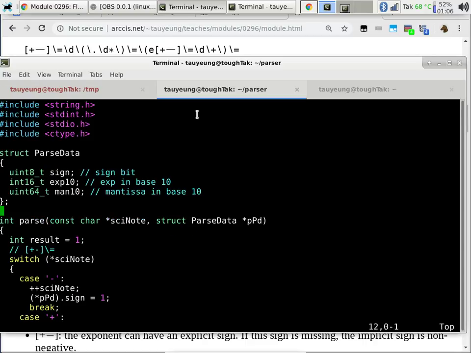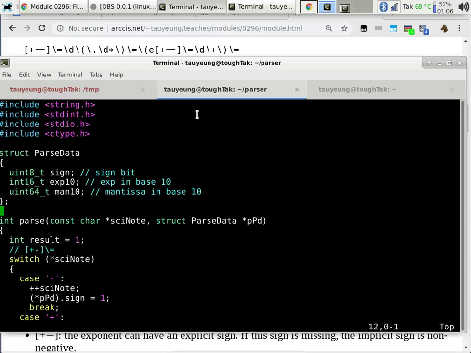Okay, so here's parseData. parseData is basically looking at a scientific notation in base 10, and it tries to remember the sign. Sign being 0 means it is non-negative. Sign being non-zero means it is negative. Is that okay? All right.